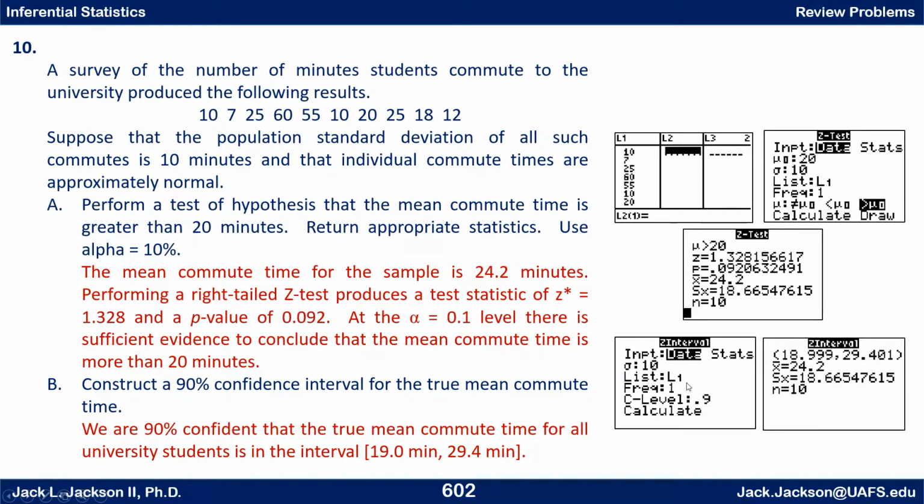Okay, the interval we could compute from the Z interval the same way. Choose the data. Most of the inputs are set the same. You just do confidence level. It's 0.9 this time. And it produces the interval. So we're 90% confident that the true mean is somewhere between, well, might as well call that 19 and 29.4. Notice both of these return the sample standard deviation and the sample size.